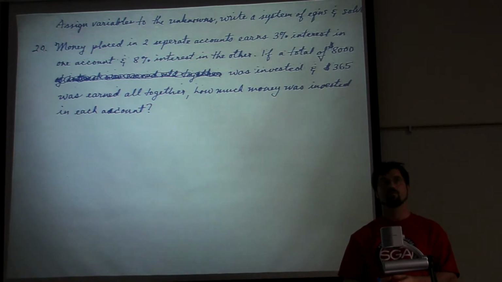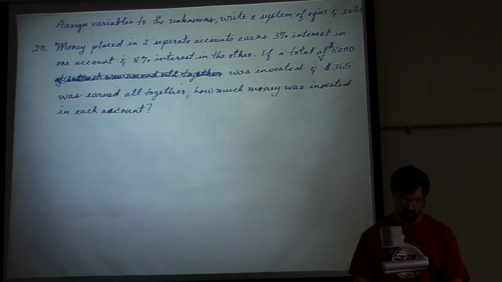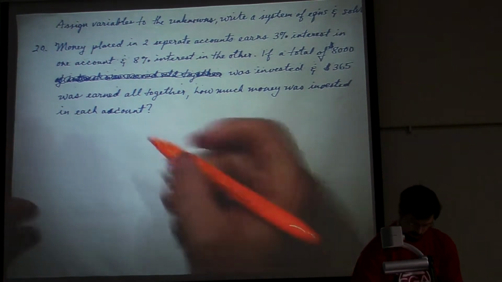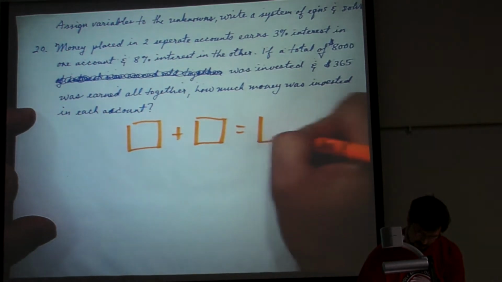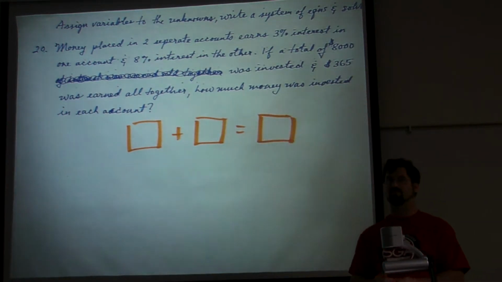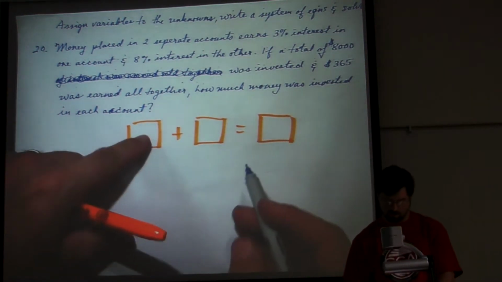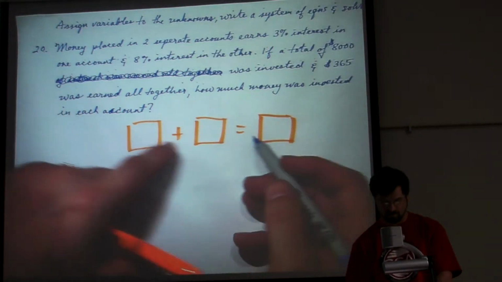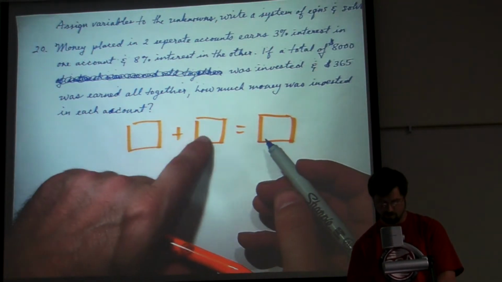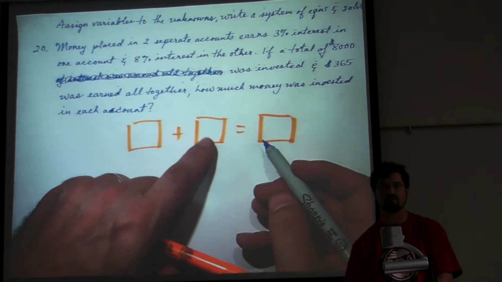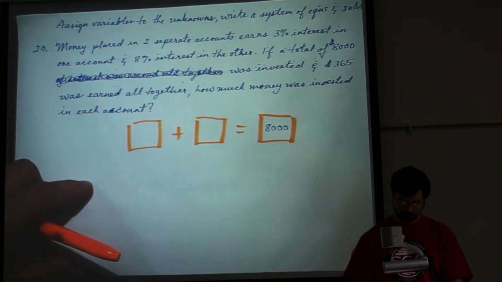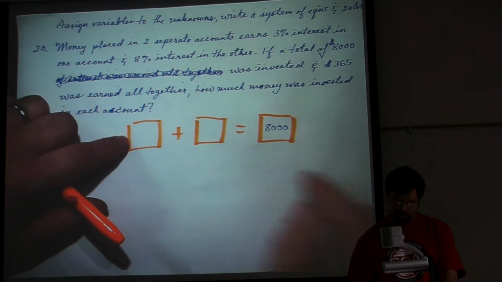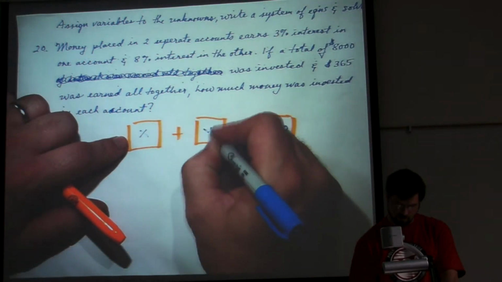So we have two equations. You can actually use the three-box method on this one as well. So let me go like this. Box, box equals box. In the boxes go the amounts. I don't know how much is in the first box or the second box representing the two accounts, but I do know that the total amount is $8,000. So there we go. And here I'll call that X, and here I'll call that Y.